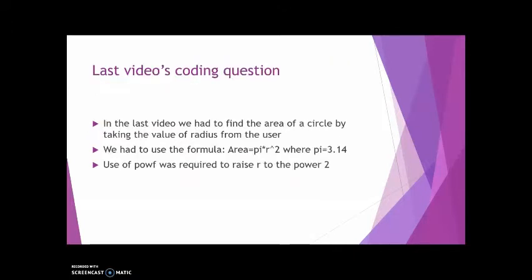So, before starting to learn what algorithms are, we will go over the answer to the last video's coding question. In the last video, we had to find the area of a circle from the value of the radius given by the user. We had to use the formula area equal to pi r square, where pi equal to 3.14. The use of powf was required to raise r to the power 2. Of course, we had to square it. So, let's get on with the solution first.